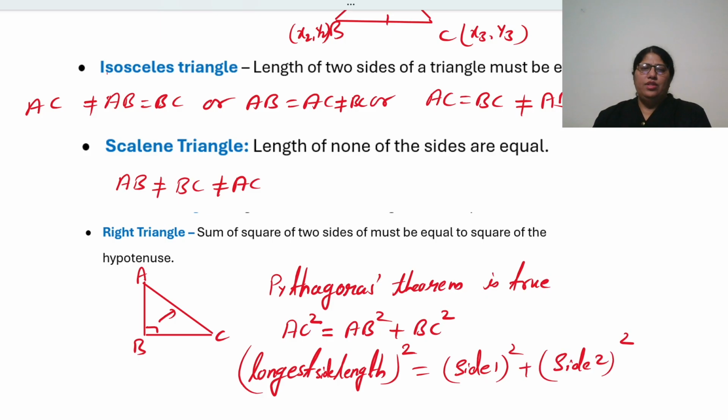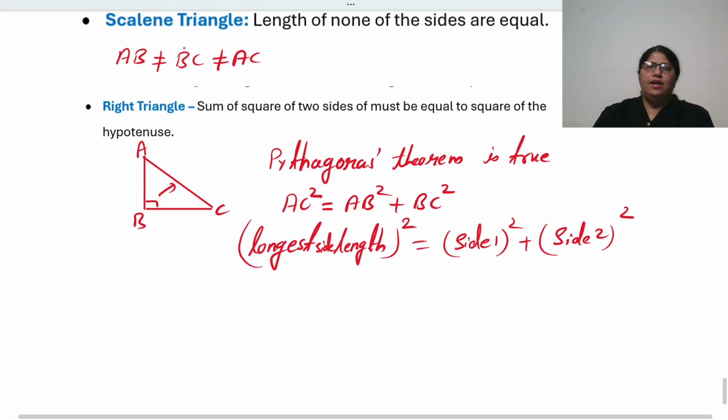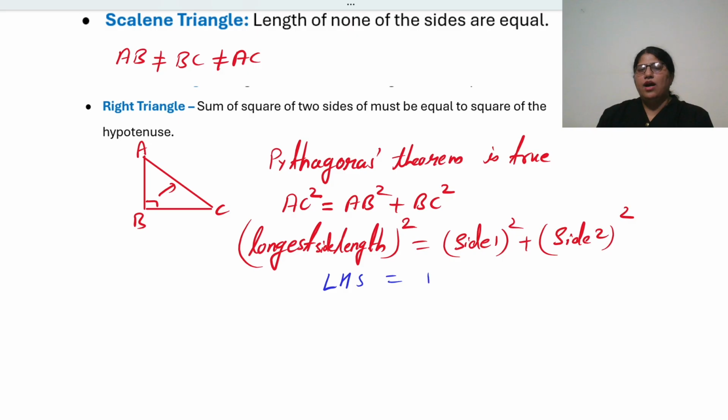If this is true, that means it is a right triangle. I have to prove that LHS equals RHS. So I have to take the AC length square and I have to prove that it is equal to the sum of the squares of the other two sides.